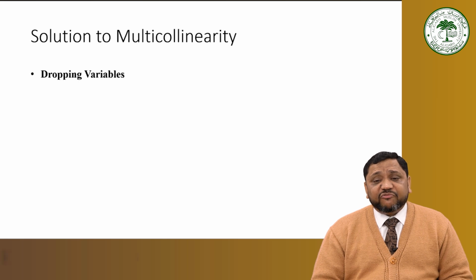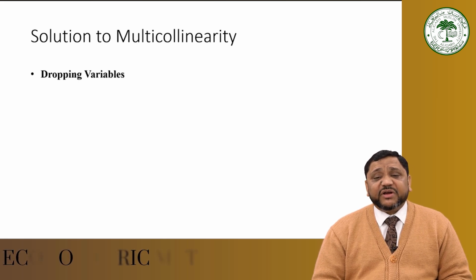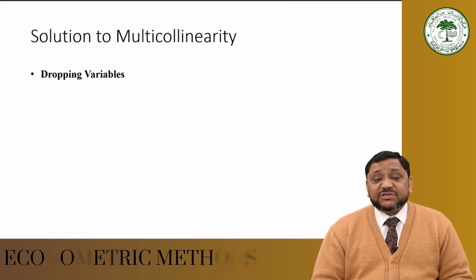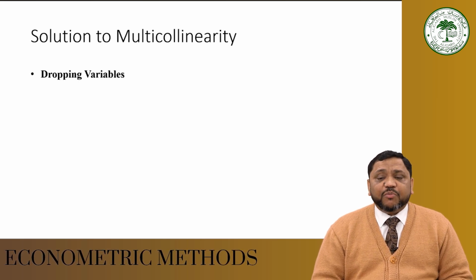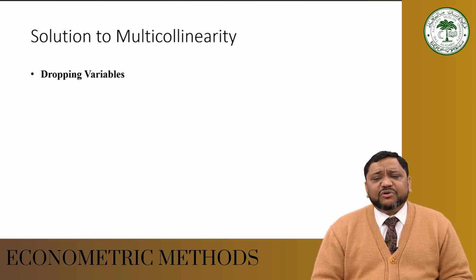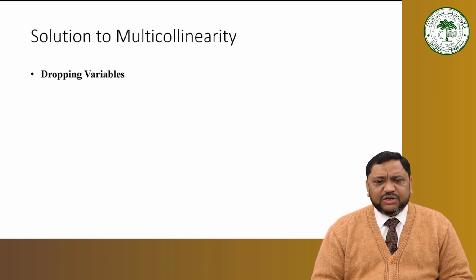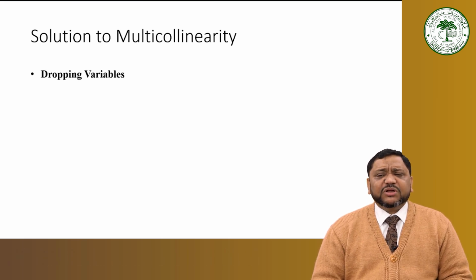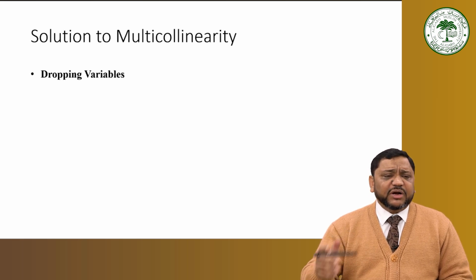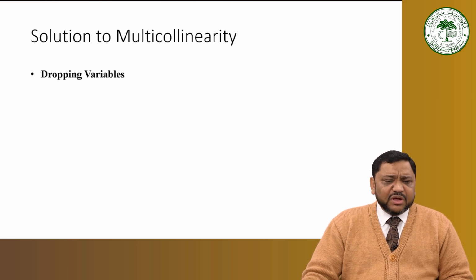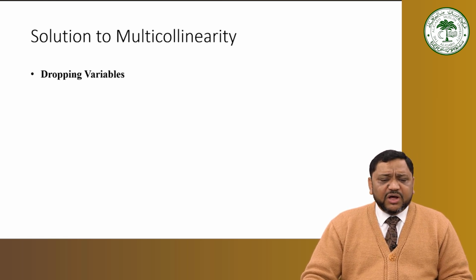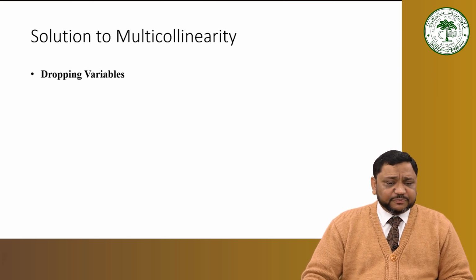By dropping a variable from the model, we may be committing significant specification bias, which arises from incorrect specification of the model. Take an example. Economic theory says that income and wealth should be included in the model of consumption expenditure. If you are trying to study consumption expenditure, both income and wealth, and you say that the data for wealth is having a relationship with income, so let us drop the variable wealth. Okay, you can drop it, you can solve the problem of multicollinearity, but it leads to another problem, that is of a specification error.